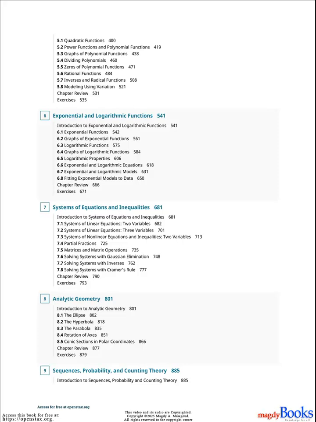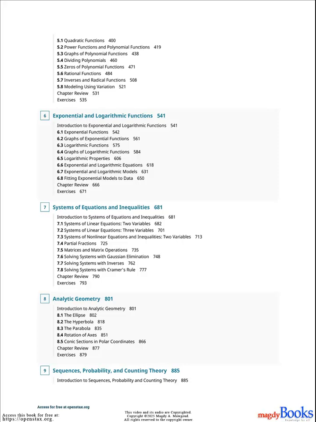Introduction to analytic geometry. 8.1. The ellipse. 8.2. The hyperbola. 8.3. The parabola. 8.4. Rotation of axes. 8.5. Conic sections in polar coordinates. Chapter review. Exercises. 9. Sequences, probability, and counting theory.